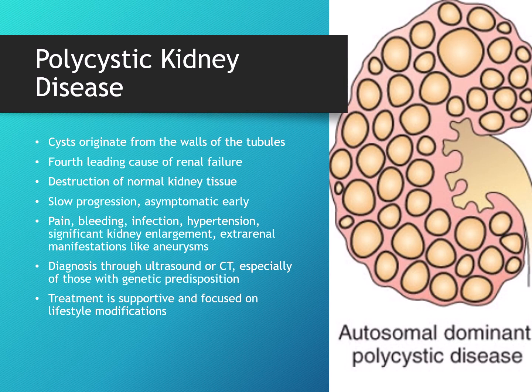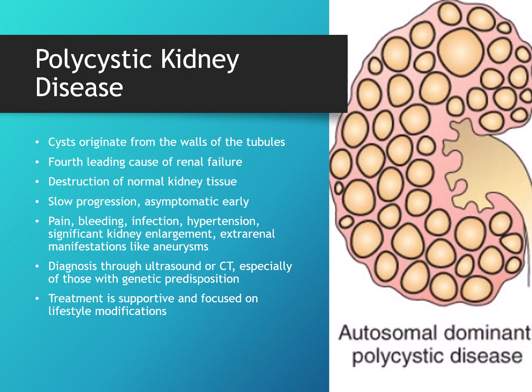So this is what polycystic kidney disease looks like in the autosomal dominant polycystic form. You can see within the kidney itself, many areas of dilated tubule that start to fill with fluid and become these cysts, with this overall cystic appearance. So cysts originate from the walls of the tubules themselves in polycystic kidney disease. This is the fourth leading cause of renal failure in the United States, behind hypertension, diabetes, and glomerulonephritis, which we'll talk about at the end of this presentation.